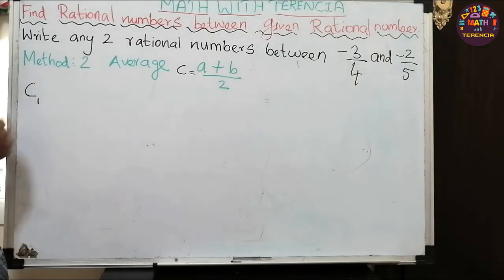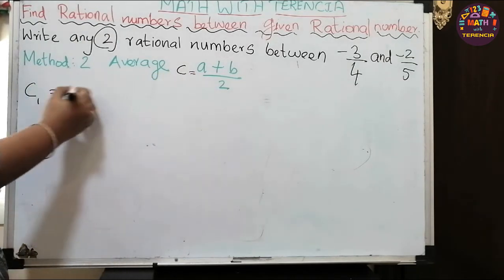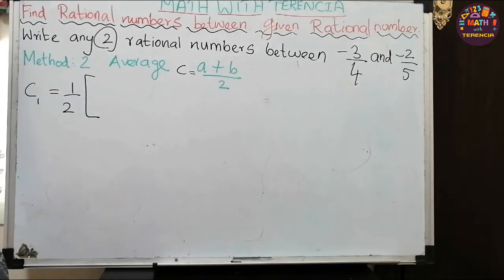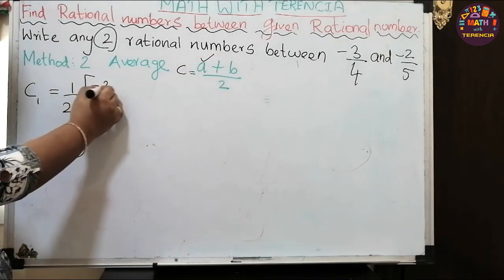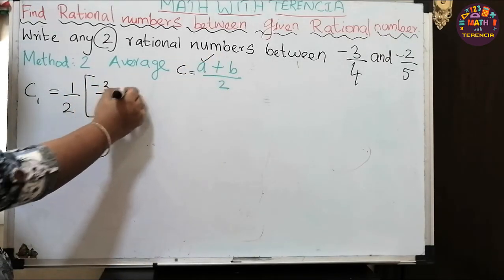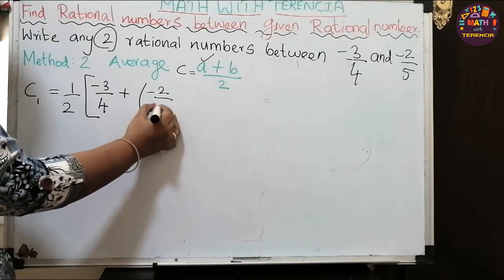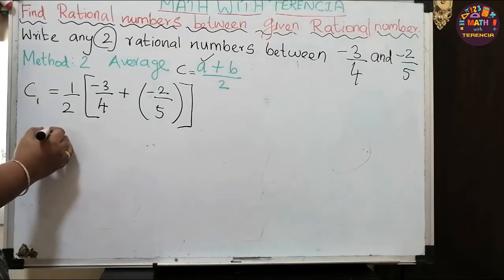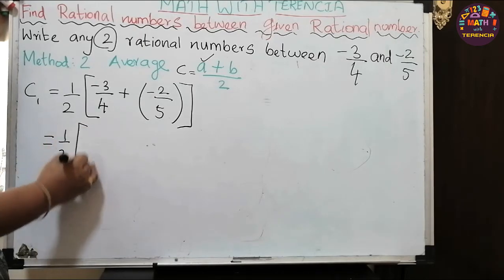So now I'm going to find C1 because I want two rational numbers. How will I get C1? C1 is equal to A plus B by 2. I'm taking it as 1 by 2 as I'm going to deal with rational numbers. This A is minus 3 by 4 plus the B is minus 2 by 5. So now have this 1 by 2 as it is.